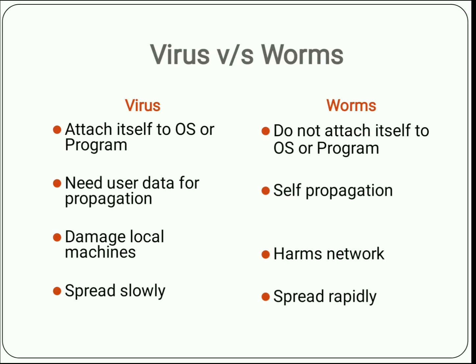Worms do not attach themselves to the operating system or a program. That is, a virus needs user data for propagation, whereas worms self-propagate. Both will replicate, virus will also replicate, worms will also replicate, but a virus needs user data for its replication, but worms self-replicate. Then a virus damages local machines. It affects that host machine, but what about worms? Worms will affect the whole network. Virus spreads slowly, whereas worms spread rapidly.